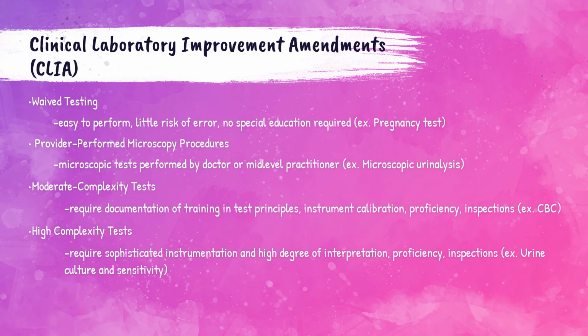This is a list of CLIA's classifications of laboratory testing. Again, these are based on each test complexity. So the first classification is waived testing, and these are tests that CLIA has determined are easy to perform with little risk of error. Waived tests do not require any special education and can be performed with written instructions at home. An example of a waived test would be an at-home pregnancy test.